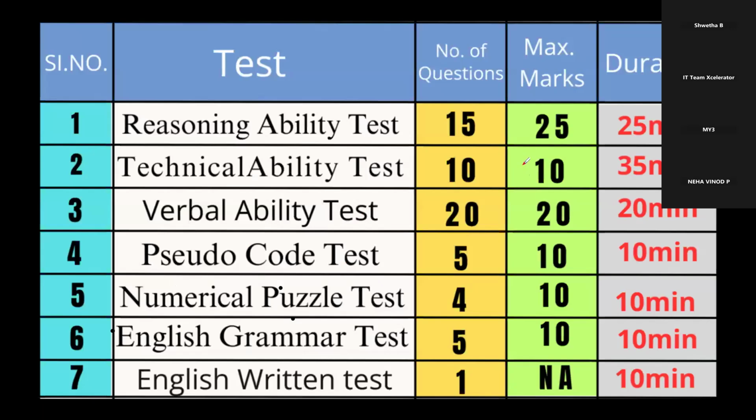In the test pattern, you can see reasoning ability, 15 questions and 25 marks. Apart from that, numerical puzzles, 4 questions, 10 marks. So both are higher weightage topics apart from verbal. Verbal also has higher weightage, 35 marks from here: verbal ability test, English grammar test, English written test. Students should have good communication skills and good writing skills to solve the Infosys paper.